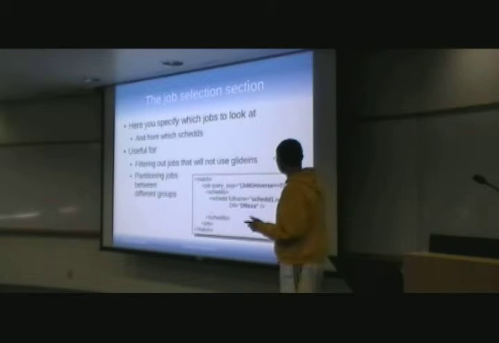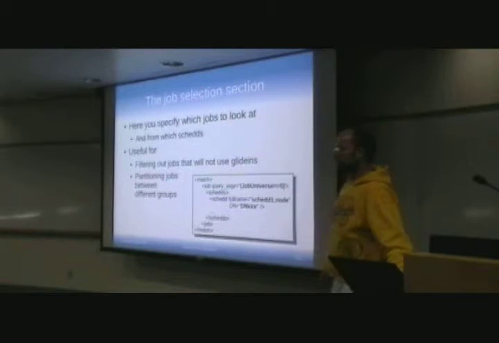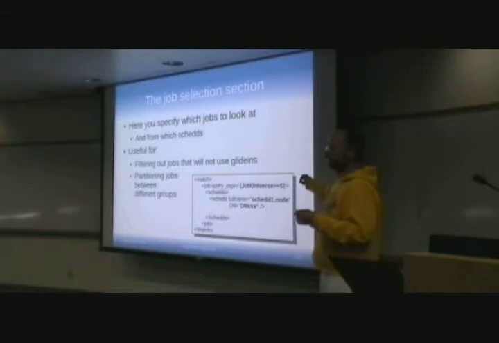And again, list all the schedds and then this is a constraint query. It can be arbitrarily complicated. If you want to partition different jobs in different groups, this is the right place to do it. Essentially, just filter them out at the query. This actually does the condor_q -constraint with that string.